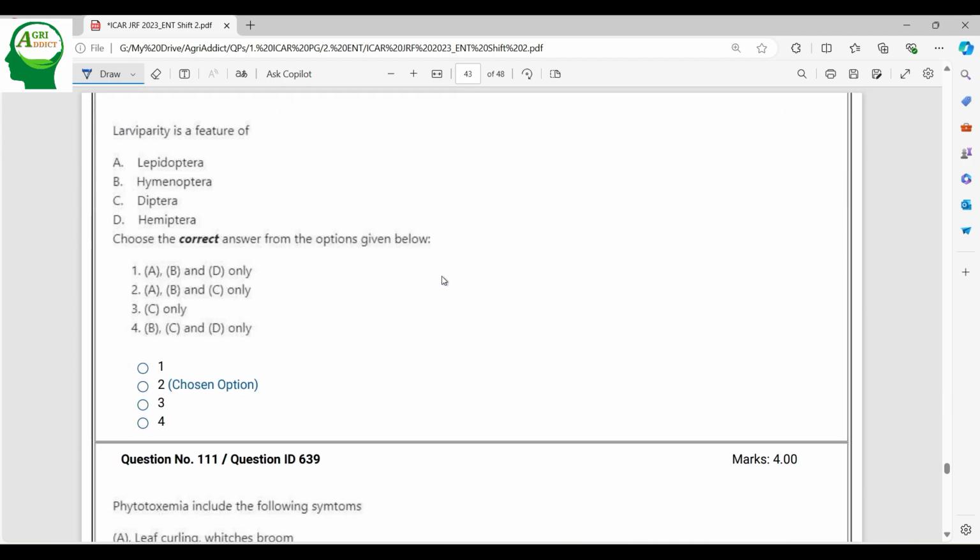Larviparity is a feature of the dipteran insects. What is larviparity? It is one kind of ovoviviparity, okay? One kind of ovoviviparity. Directly the larva or the maggots are born from the female insect. Mainly in the flesh fly insects of Diptera, this larviparity can be seen. The family is Sarcophagidae.